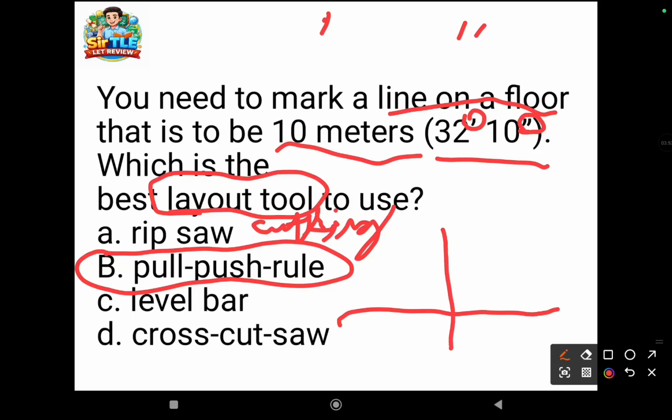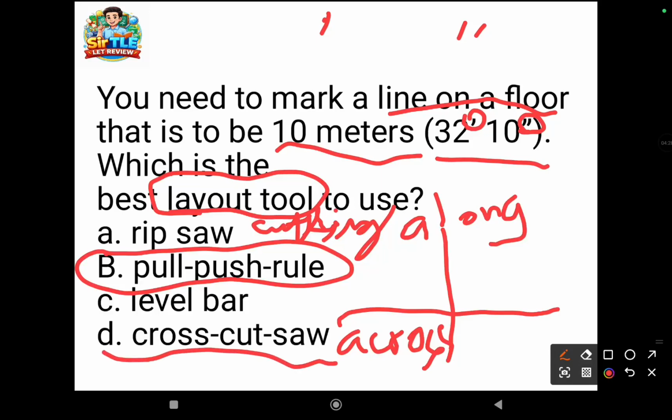And the letter D, crosscut saw, is used for cutting wood across. This one is along the grain. That is their difference. When it is used to cut wood along the grain, you answer ripsaw. If the question is talking about cutting wood across, you answer crosscut saw.